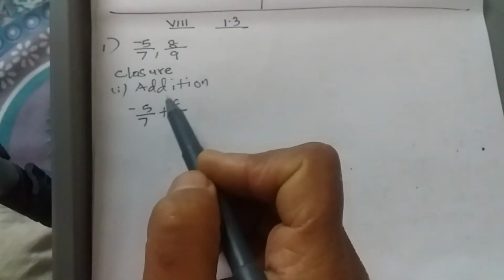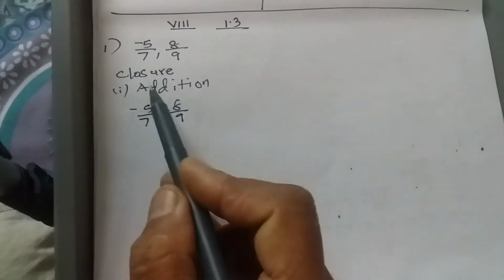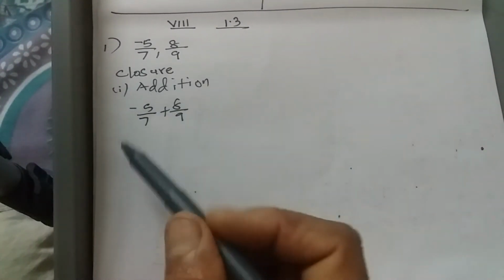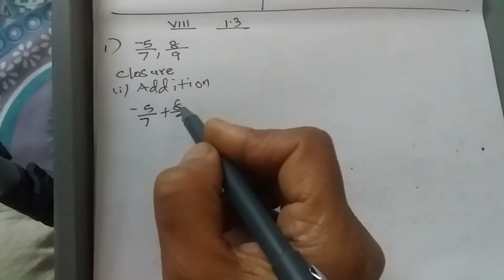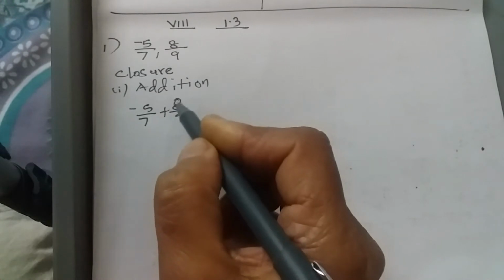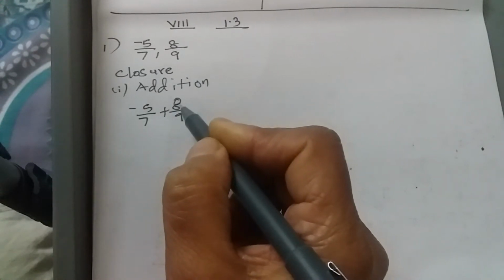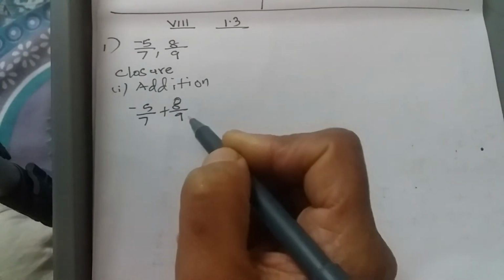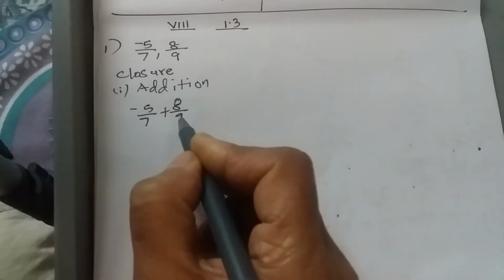So the given numbers are minus 5 by 7 and 8 by 9. We'll check the closure for addition. We have to add the given two numbers and check whether the answer is also a rational number. What is a rational number? It should be of the form P by Q, numerator and denominator. They can be positive or negative, but the only condition is the denominator should not be 0. That is a rational number. Now here this is 9.